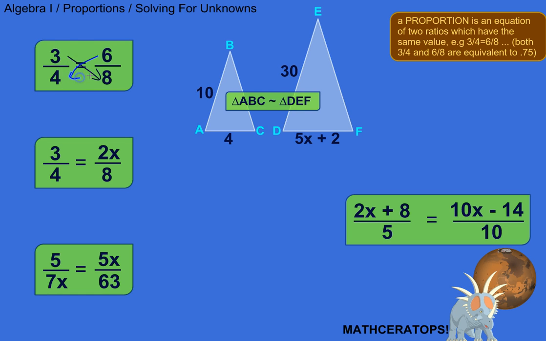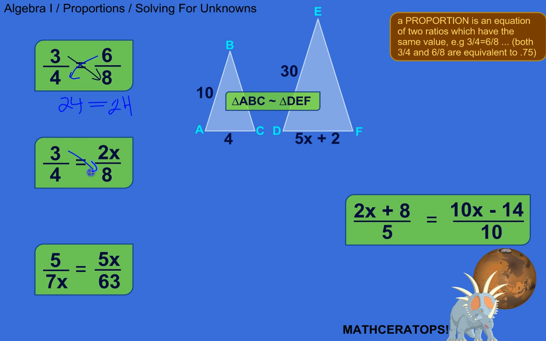Is that better? Okay. 3 times 8 is 24. 4 times 6 is 24, right? That's another way to test they have the same value. You just cross multiply. So 4 times 6 is 24, 3 times 8 is 24. So you can use that fact to solve for proportions.